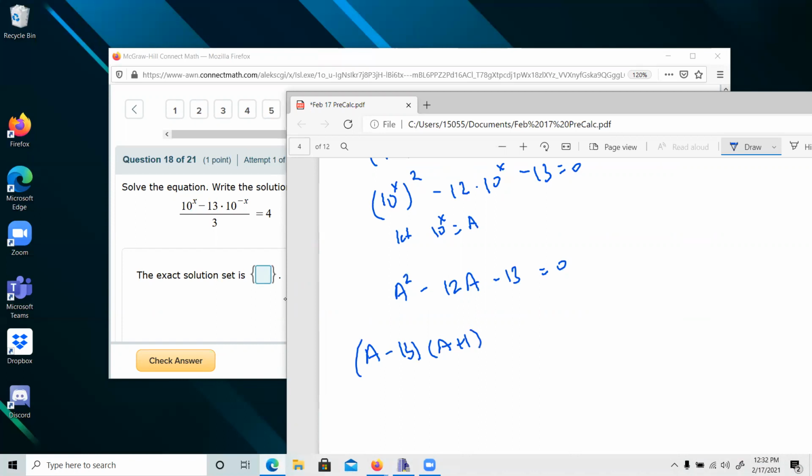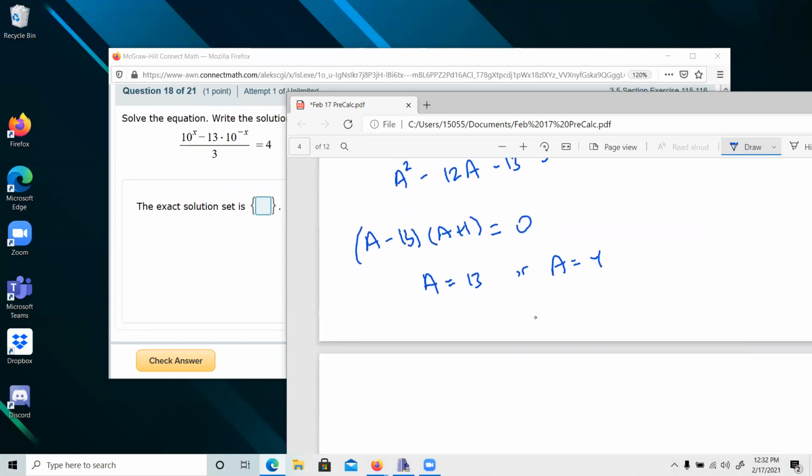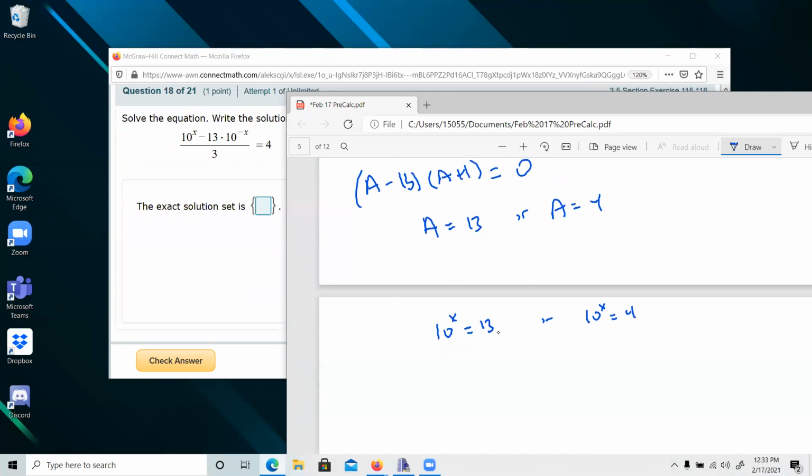All right, so that's okay. We have a is equal to 13 or a equals negative 1. Is that okay that I just went straight to this? Okay, and then we're going to have 10 to the x is equal to 13, or 10 to the x is equal to -1. So what it's asking is, what exponent do I raise 10 to in order to get to -1? What do I raise 10 to in order to get to 13? Well, the answer to that question is log.